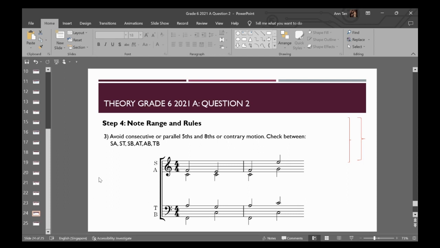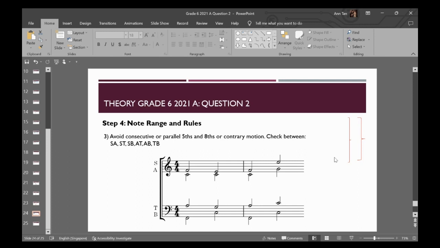The next rule looks at the consecutive fifth and eighth. We should avoid them whether they are consecutive or parallel. So we have to check between the soprano and alto, soprano and tenor, soprano and bass, alto and tenor, alto and bass, and the last one between tenor and bass.